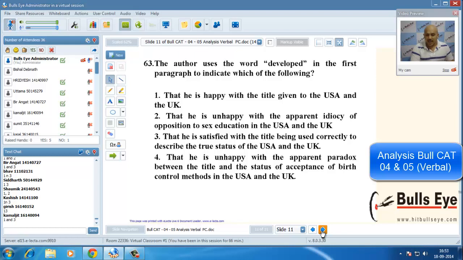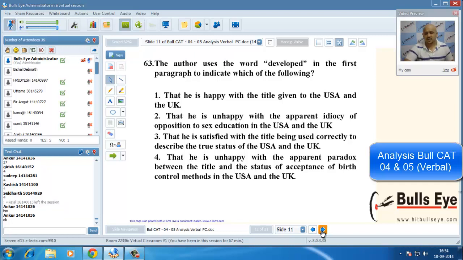Because he cannot be happy. It was an indirect taunt when he used the word developed. He was effectively trying to imply that they call themselves developed, but look at their views on birth control, etc. So 1 and 3 are those two options. Now we are only left with options number 2 and 4, that is, unhappy with the apparent idiocy of opposition to sex education, or unhappy with the apparent paradox between the title and status of acceptance of birth control methods in the US and UK. Which option merges with our central idea of the passage? Option number 4. So that is an option which goes with the central idea in this case. Sex education becomes too specific. Apparent idiocy of opposition to sex education is not a sentiment which we can particularly derive directly. So that is why we take option number 4.